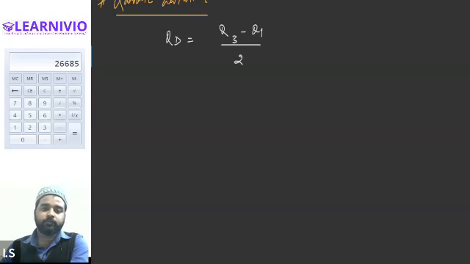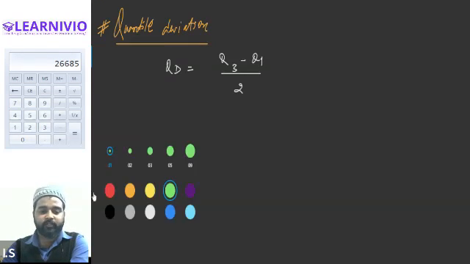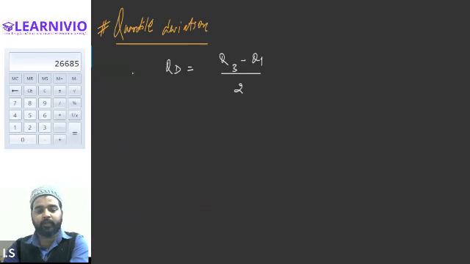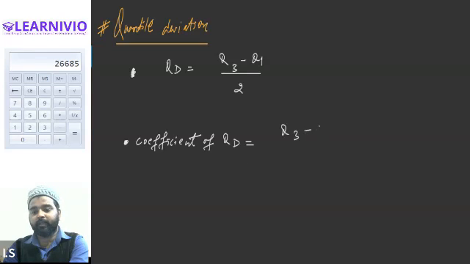This is the basic formula to calculate quartile deviation. And if the question asks you to calculate the coefficient of quartile deviation, then what will you do? You will simply apply this formula: coefficient of quartile deviation equals Q3 minus Q1 divided by Q3 plus Q1, same as the range, right? You can see it seems pretty similar to the range formula, L minus S upon L plus S. So this is how quartile deviation and coefficient of quartile deviation will be calculated.